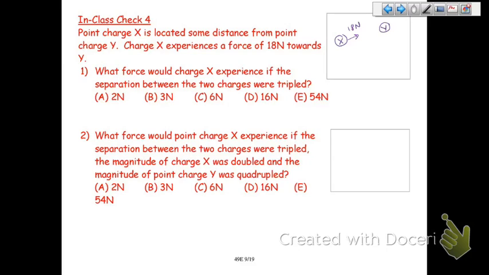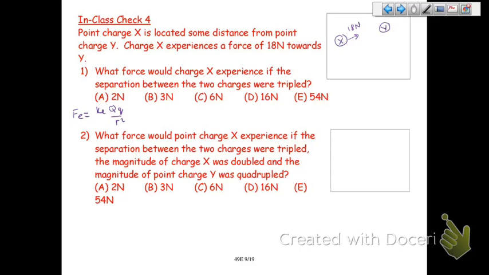The way you do this is you ask, what's the expression? Fe is equal to Ke Q q over R squared. Here I'm using big Q for one charge, little q for the other charge, over R squared. And I am tripling the separation. Some people can look at this and say, if I'm tripling R, it's going to be 1 over 9. So they say it's going to be 1/9 of 18, which will be 2.